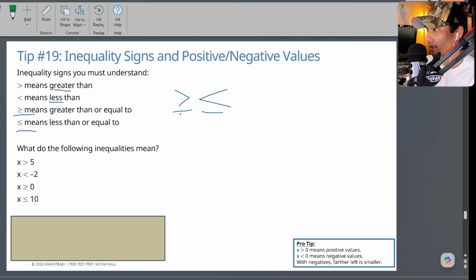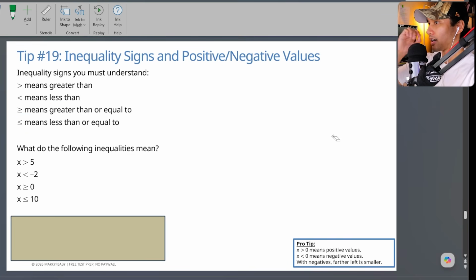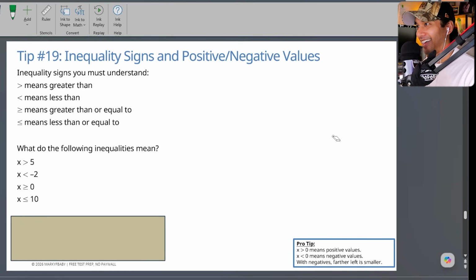These little dashes at the bottom, okay? You must know these. Take a screenshot of this, all right? Put this on your wall next to your picture of Markyfbaby. I'm getting delirious now. I've been recording for almost 2 hours. And then after you memorize those inequality signs, you will be able to figure out all the word problems.